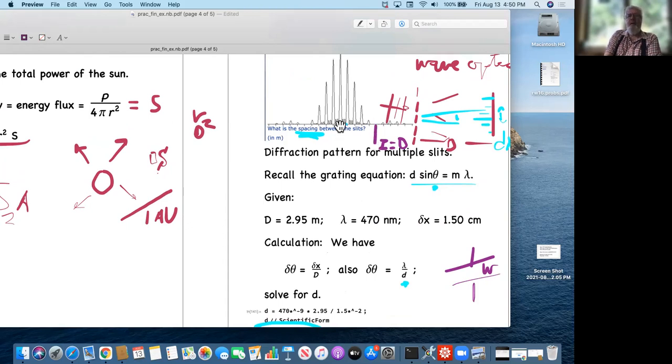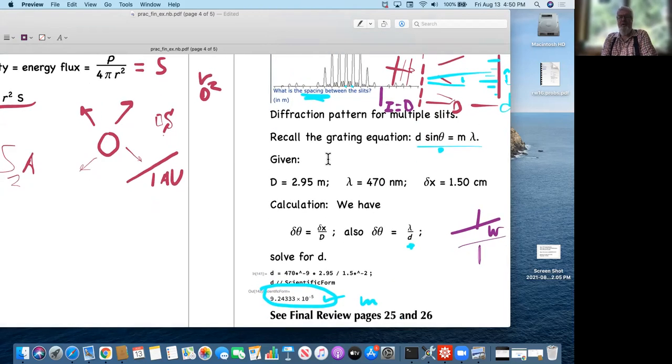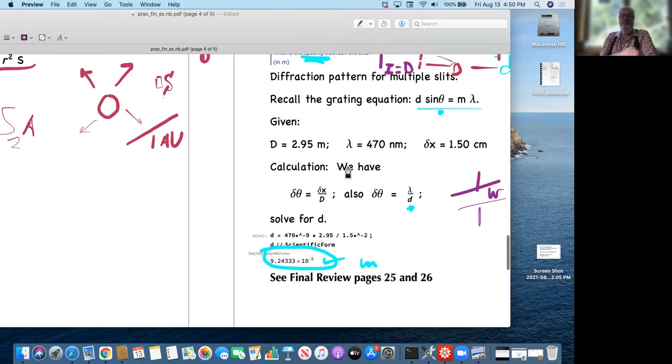And if you look carefully, it's 1, 2, 3, 4, 5 tick marks. So it's 5 times 1.5 centimeters. It's 7.5 centimeters is the width of the first dark fringe. So again, you could approximately use the equation for single slit diffraction to get an approximation for the width of the slit.